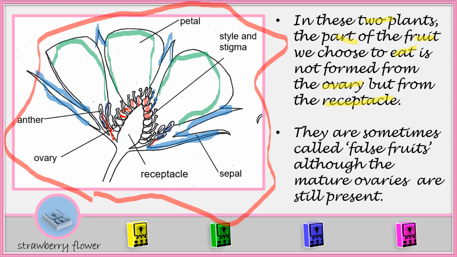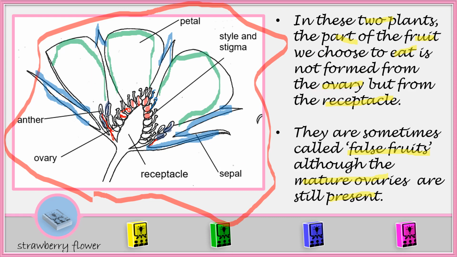They are sometimes called false fruits, although the mature ovaries are still present. Now here we are talking about the fruit that is going to be formed by the flower. We have said that the fruit that we choose to eat is not formed from the ovary, but the receptacle.